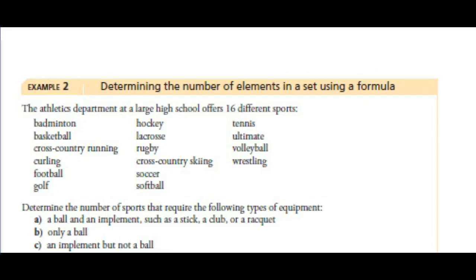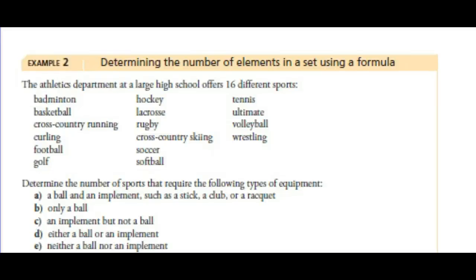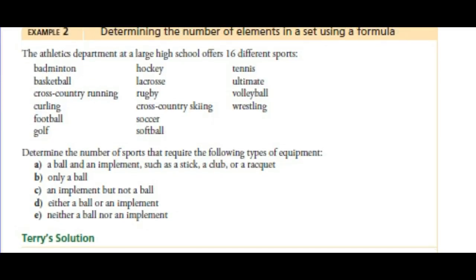All right, the athletics department of a large high school offers 16 different sports: badminton, basketball, cross country, and so on. Determine the number of sports that require the following types of equipment. A, a ball and an implement, such as a stick, club, or racket. Let's go through all of these and decide if each belongs in little a, b, c, d, or e.